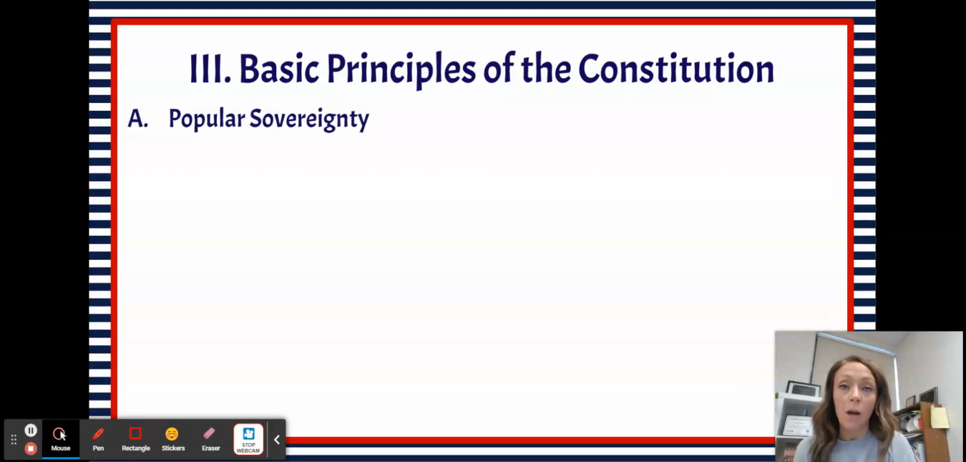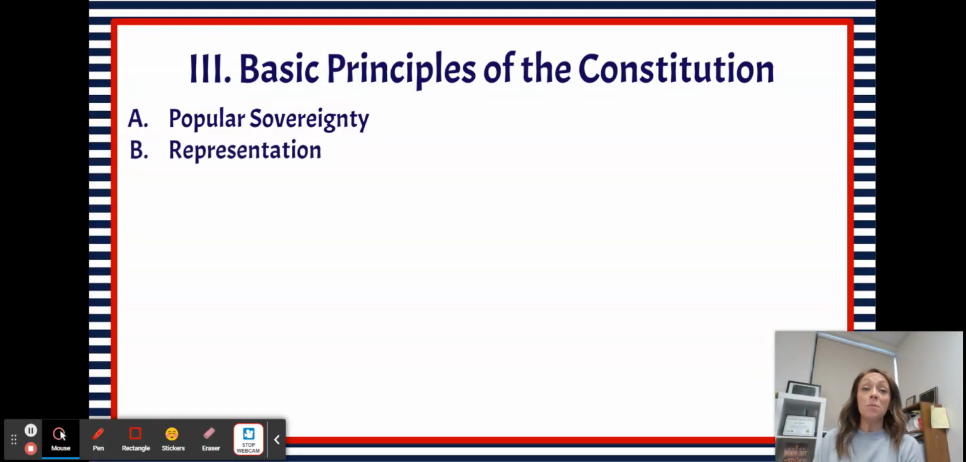Starting off with popular sovereignty. Popular sovereignty is this idea that the people hold the government power. Whenever you hear the word sovereignty, I want you to think of me putting a crown on my head, because if you are sovereign, then you are the person who is in charge of a specific area. So popular sovereignty means people have the power.